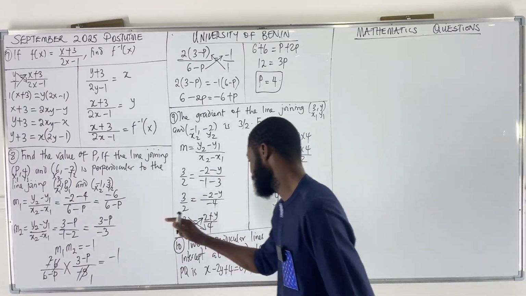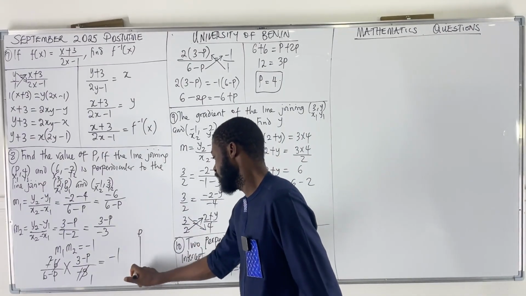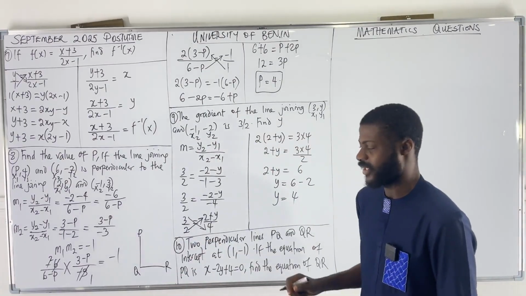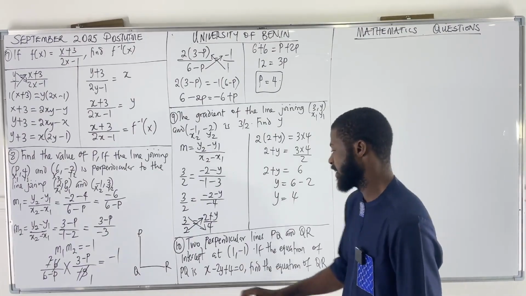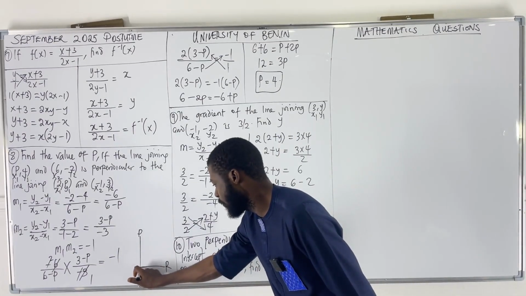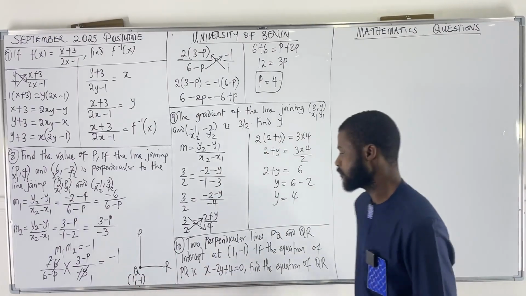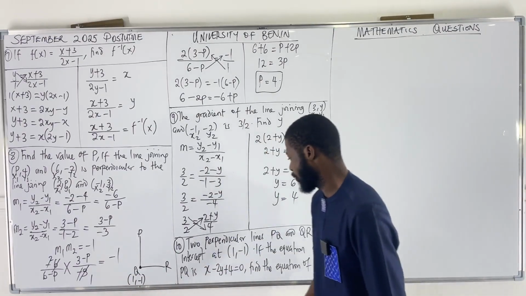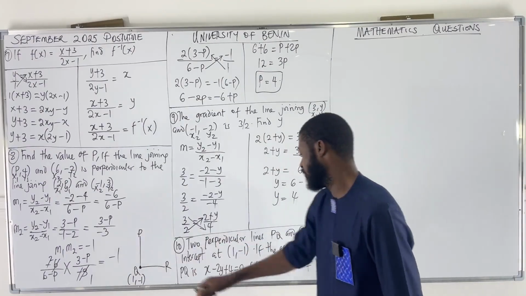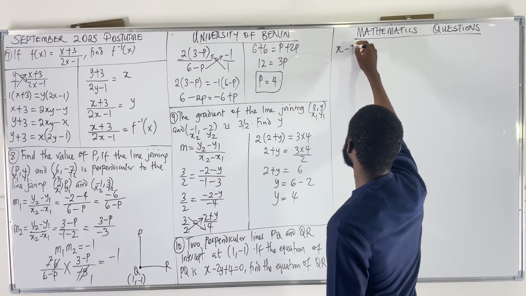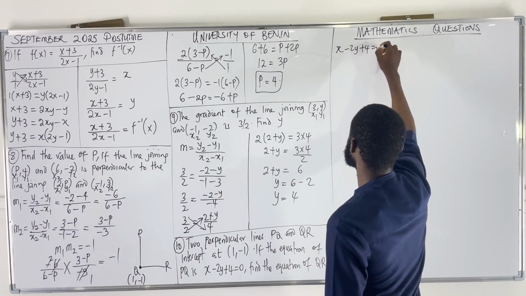Let me kind of draw this. This is P, Q, R. So these are two lines. Now these two lines are passing through one very point. So the point here, they gave us as 1 comma minus 1. Now since the equation of PQ was given to us, the equation is x minus 2y plus 4 equal to 0.